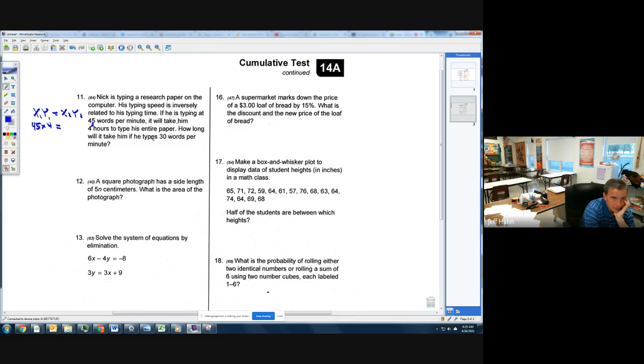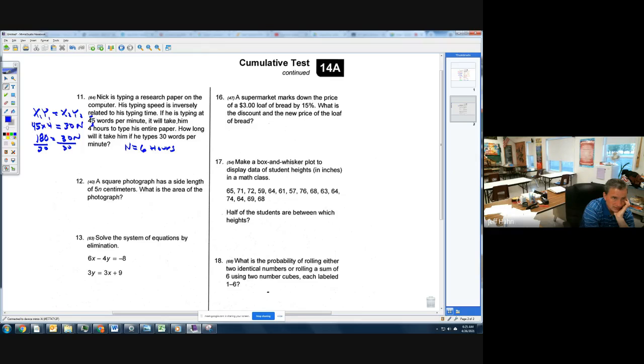That has to equal 30 words times how many hours? It's just as simple as that. And 4 times 45 is what? 180 has to equal 30 times what number? Divide by 30. Divide by 30. And it's going to take him 6. And would have to equal 6 hours.